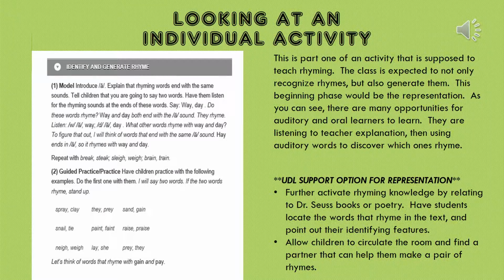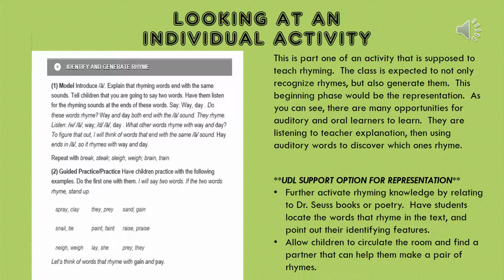Let's take a look at an individual activity on identifying and generating rhymes. As you can see in the lesson plan to the left, we introduce the long A sound and teach the students how to make rhyming words. We then go into guided practice and have them stand up when they recognize rhyming word pairs. This is part one of an activity that is supposed to teach rhyming. The class is expected to not only recognize rhymes, but also generate them.